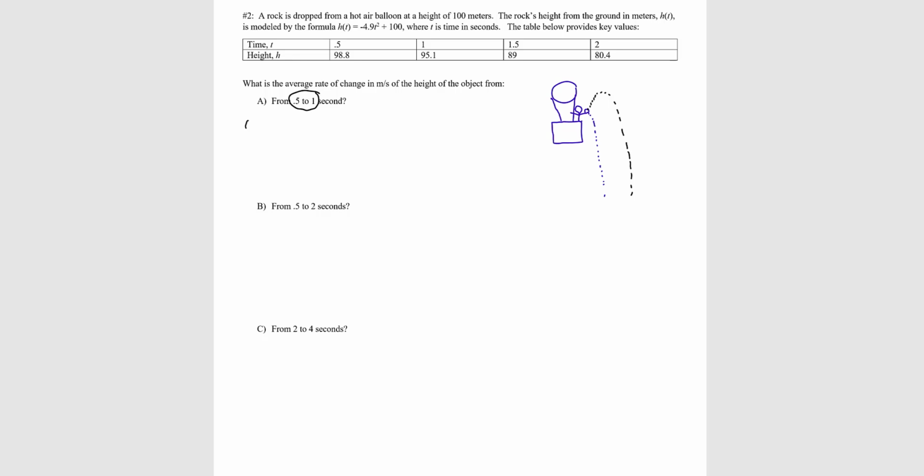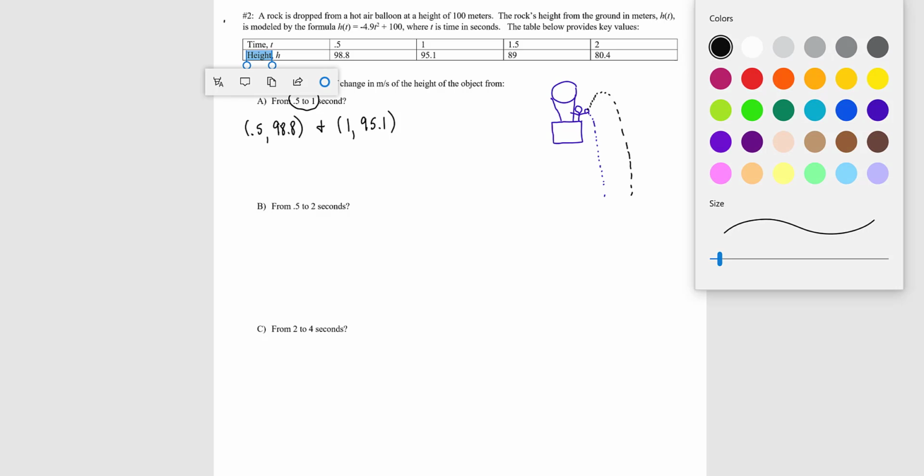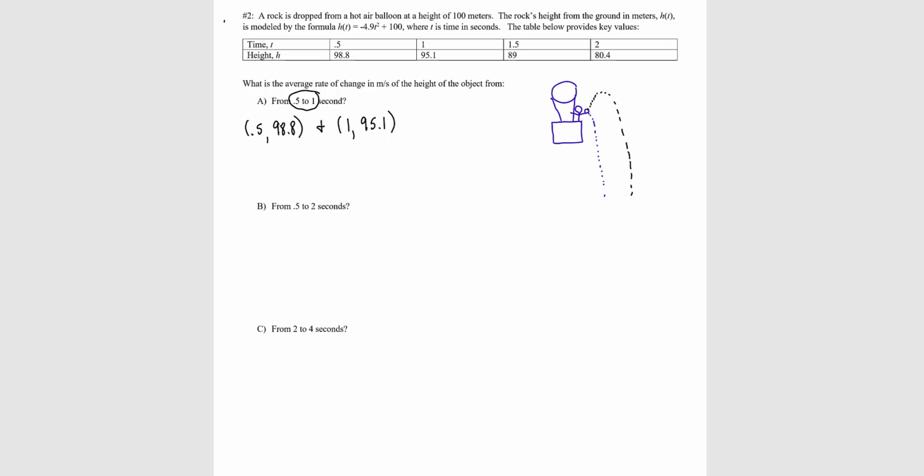And the good thing is they tell us the exact height of the rock at 0.5 seconds in this problem is 98.8 feet high. And they tell us the height of the rock at 1 second is 95.1. So we have our ordered pairs right there. We don't really have to do any math to get the answer. All we have to do is set up the formula, y2 minus y1 divided by x2 minus x1.